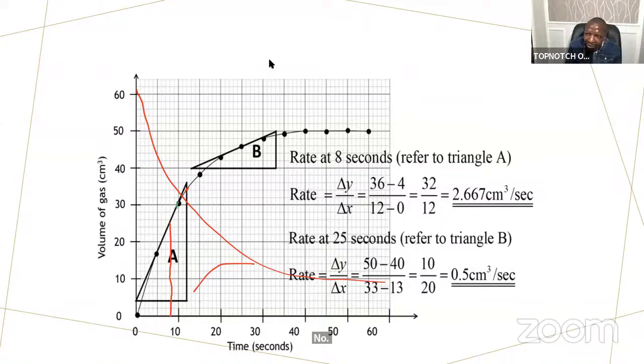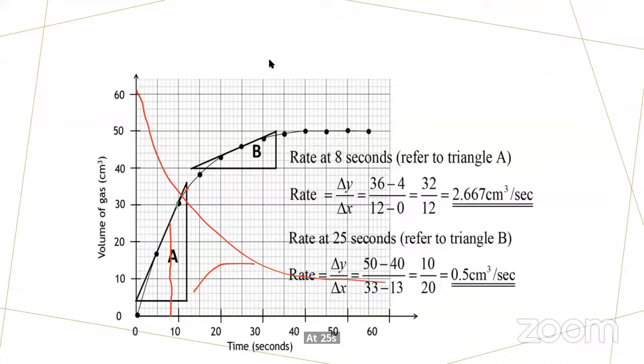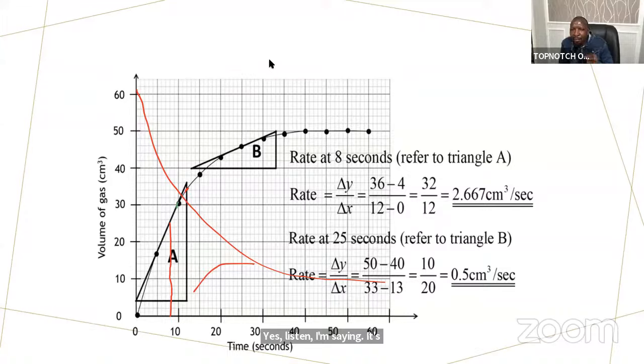At 25 seconds. Pardon. Just listen. I'm saying at 8 seconds, the amount of reactant is higher. There are more of the reacting particles and more effective collisions. At 8 seconds, the amount of reactant is higher. There is more of the reacting particles and therefore we have more effective collisions.